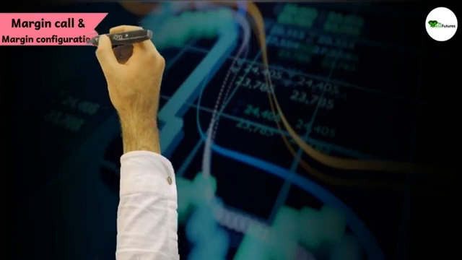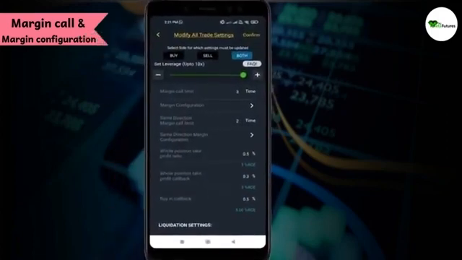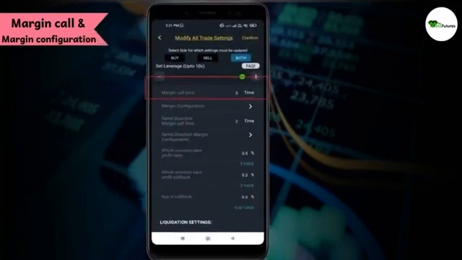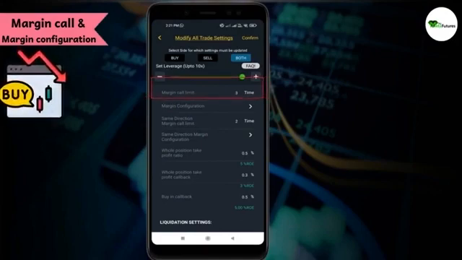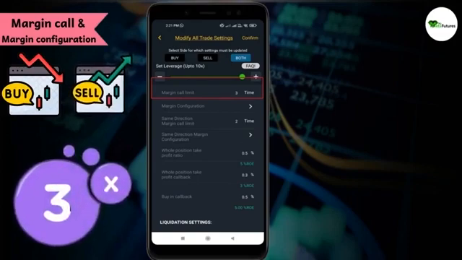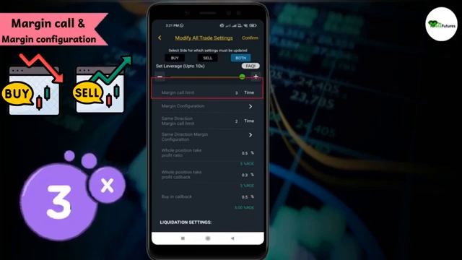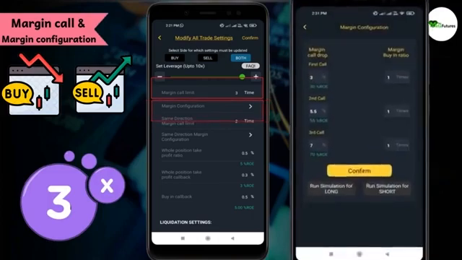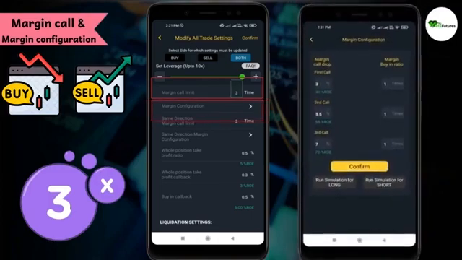The margin call limit is used for averaging. You can buy or sell the same trade with a higher or lower amount to decrease the loss percentage. The margin call limit determines how many times the bot will buy or sell a particular trade. As I have entered 3 in margin call limit, the bot will buy or sell a trade 3 times. To understand the margin call limit properly, let's talk about margin configuration. Friends, as much value as you enter here, the same number of calls will display in margin configuration.